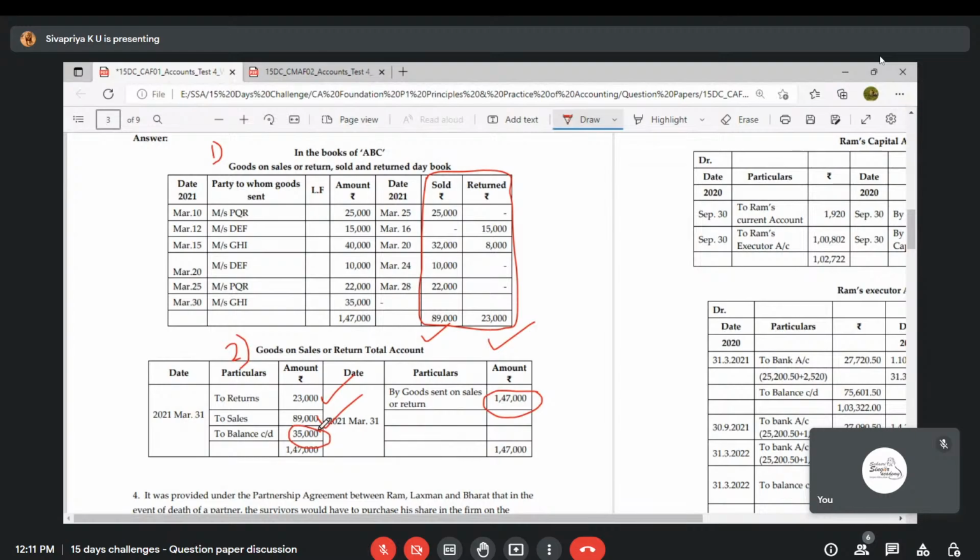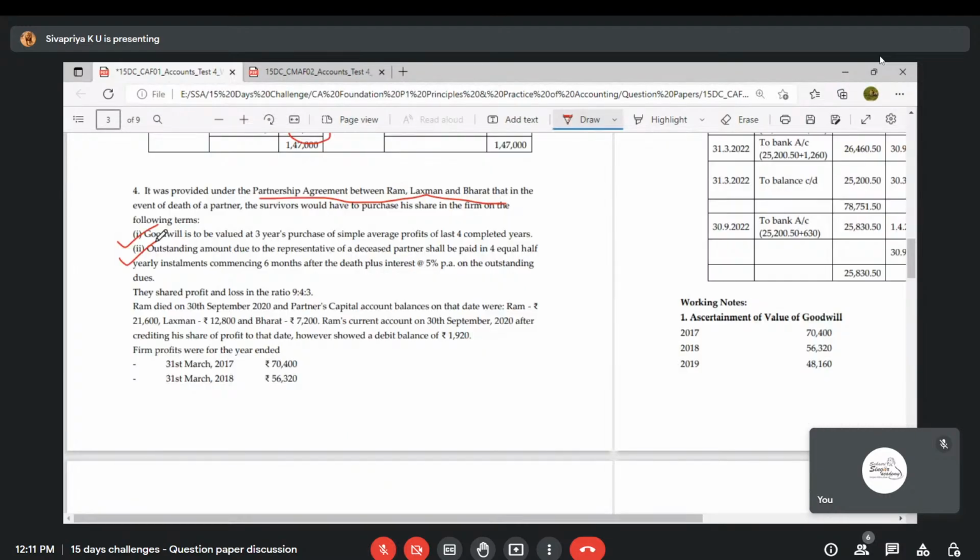The relative of the deceased person shall be paid in 4 equal half-yearly installments. And the other details: how to calculate it, and how much interest is to be paid to them on the outstanding, with the date. Their profit or loss sharing ratio is 9:4:3. Ram died on 30th September, and partner capital account balances were given for the date. And the firm's profit is also given.